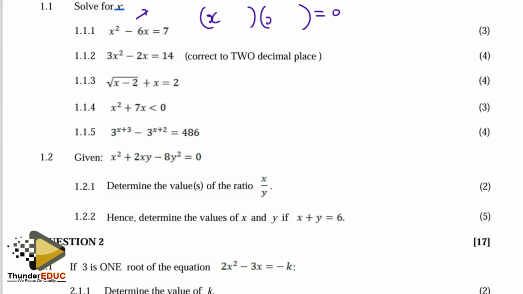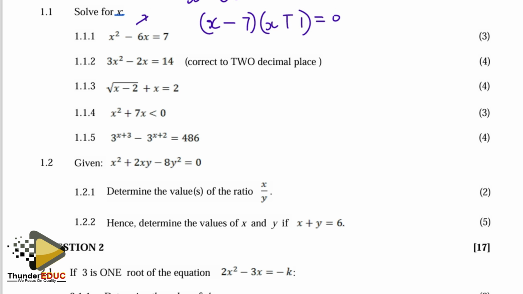So if I have x there and x there, I can have 7 and a 1. It should be a minus and a plus, so that I get this everything. So product and the sum. So looking at these brackets, x is going to be a 7, or x is going to be a -1. So those are the two answers that we need.